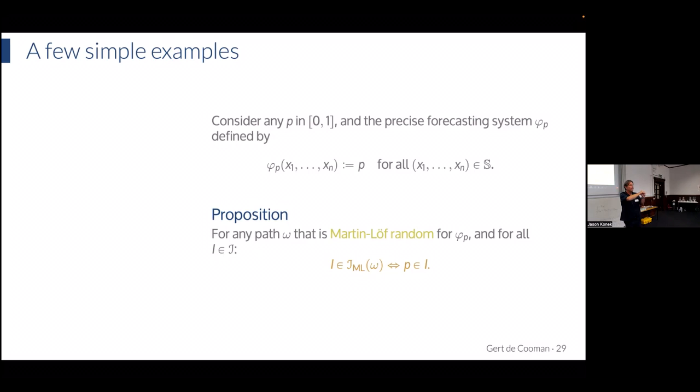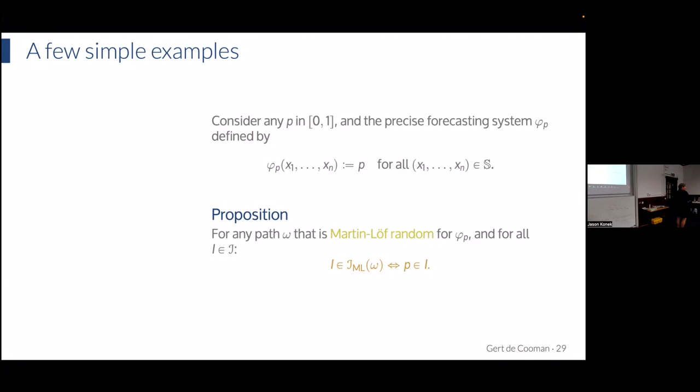Here, I look at it in a different way. I have a path, omega, and I'm looking at all the forecasts that make that path random, that are well calibrated to that path. A forecast is well calibrated with that path if and only if it contains the precise forecast. So this is just all the intervals that include p. It's like a fixed filter on p.